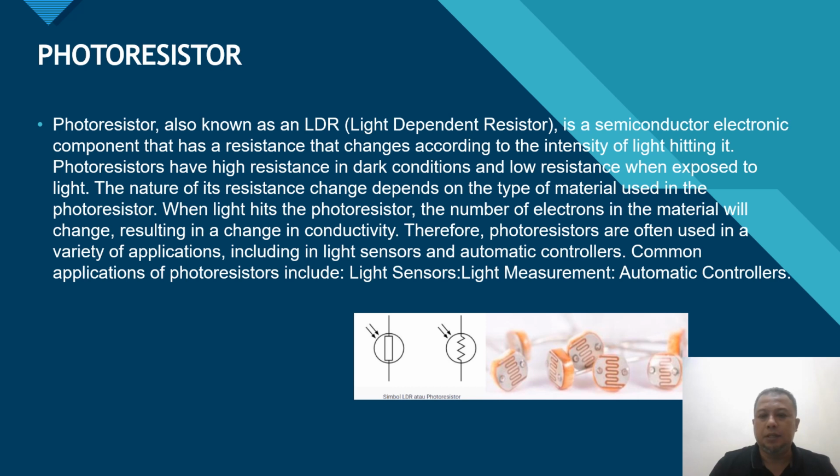Photoresistor. A photoresistor, also known as an LDR, light-dependent resistor, is a semiconductor electronic component that has a resistance that changes according to the intensity of light hitting it. Therefore, photoresistors are often used in a variety of applications, including light sensors and automatic control. Common applications of photoresistors include light sensors, light measurement, and automatic control.